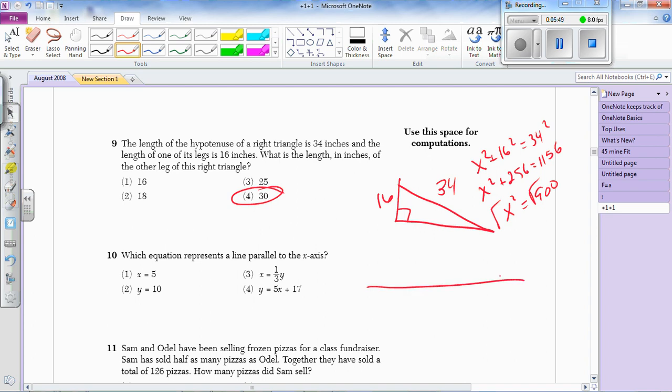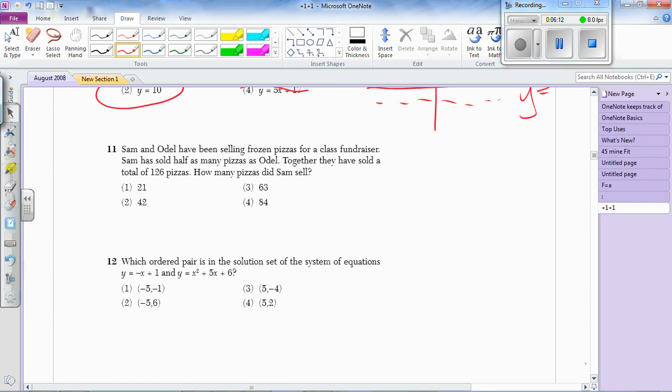Parallel to the x-axis. Right, so the x-axis is this one, right? And you've got to remember that all horizontal lines are y equals lines. So it's y equals 10. This is the vertical line right here, x equals 5.